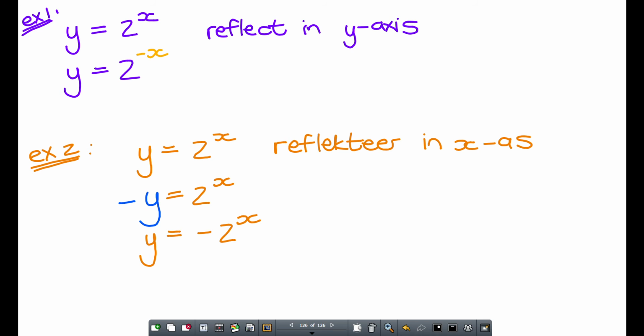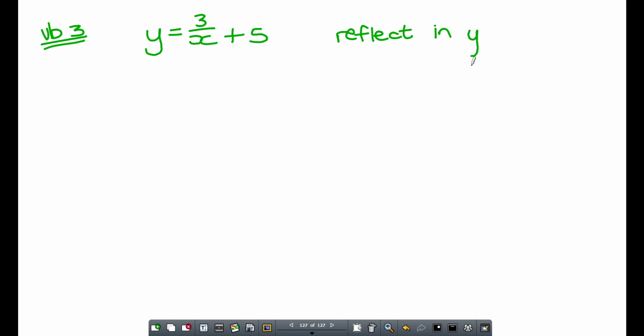Okay, kom ek gee vir julle aan enetjie. And then you guys try. Ek gee vir jou, dis nou voorbeeld 3. A is gelyk aan 3 op x plus 5. And I'm asking you to reflect in the y-axis. Probeer gou-gou.